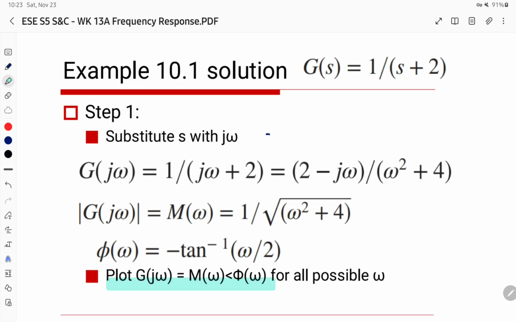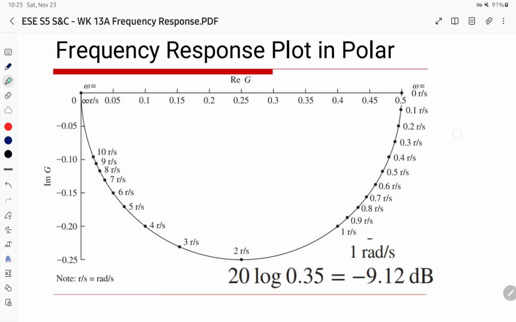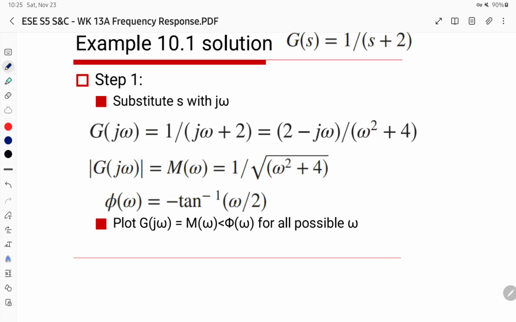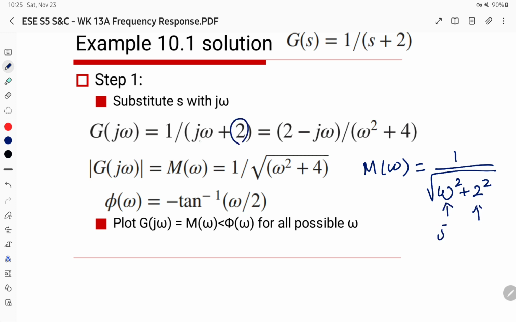Okay, so you saw the math, and now let's plot G(omega) with all possible omega. That's how it looks in a frequency response plot in polar form. This is omega, all in radians per second. And one more calculation here, M of omega. That is pretty much 1 over j omega plus 2, so omega squared plus 2 squared, and the square root of it. That is the coefficient of j, and that is what's right there.